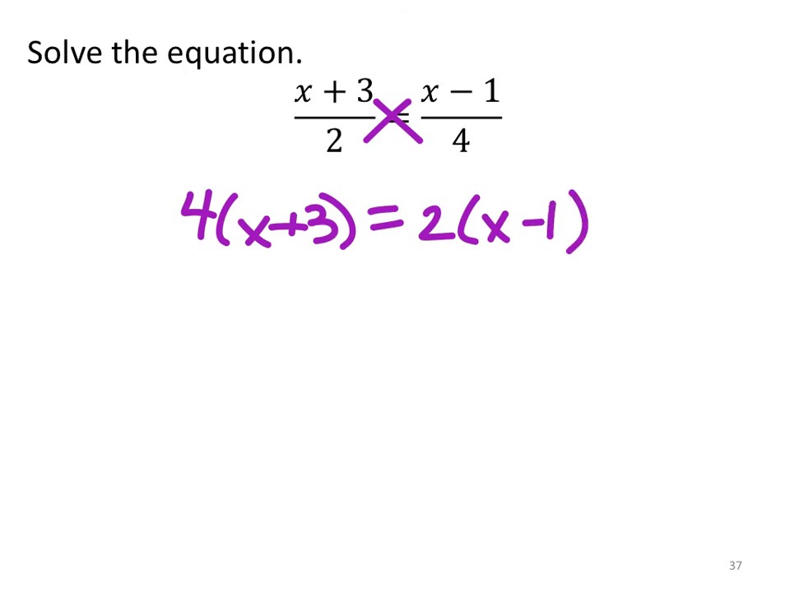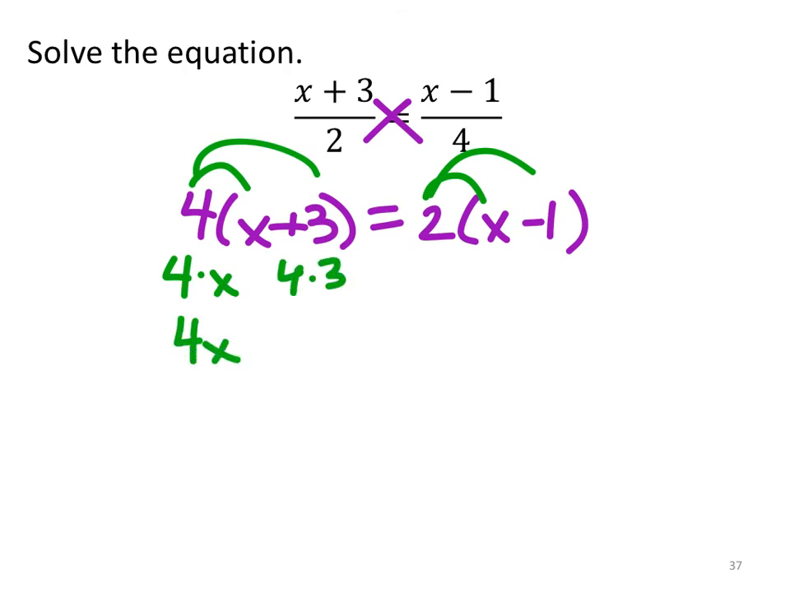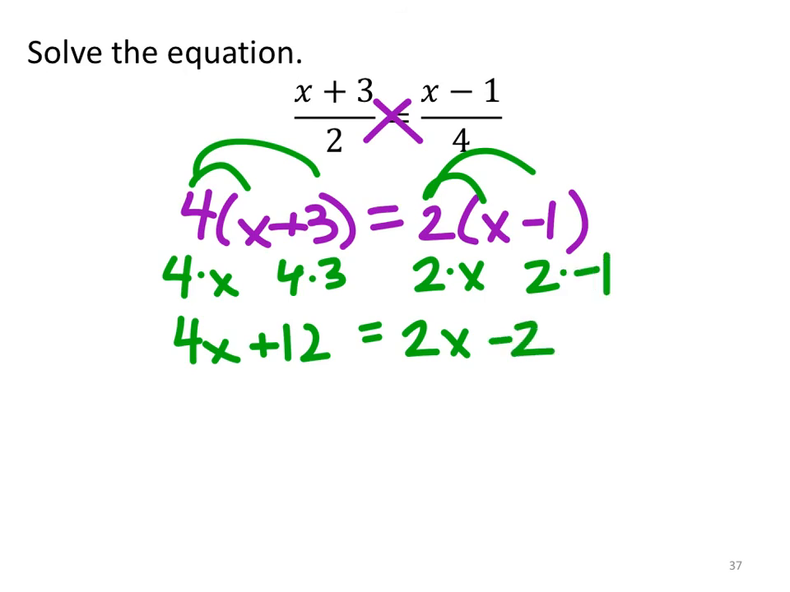And you guys hopefully can see exactly what's going on here. It just ends up being a distribution type problem where we need to distribute the 4 into this set of parentheses and the 2 into this other set of parentheses. So now I've got 4 times x, which is 4x, and then 4 times 3, which is positive 12, equals 2 times x, which is 2x, and then we got 2 times negative 1, which is negative 2. So it just becomes an equation that we could solve. Now, I haven't shown this yet, but I want to show you guys that you can do it if you'd like, at least the rest of you that remain.